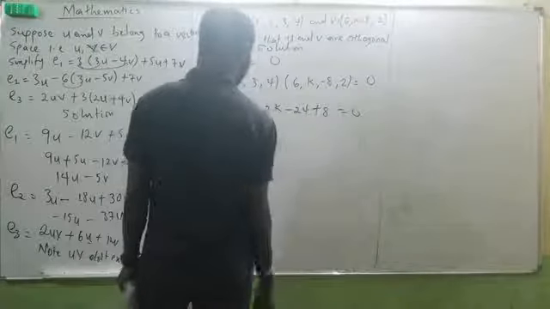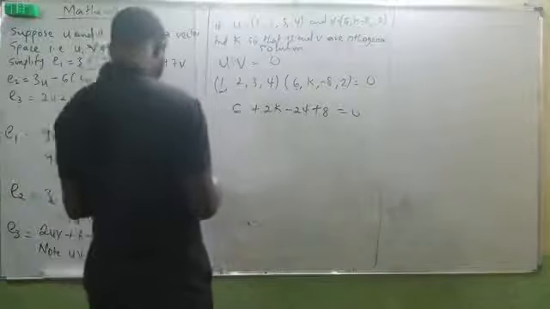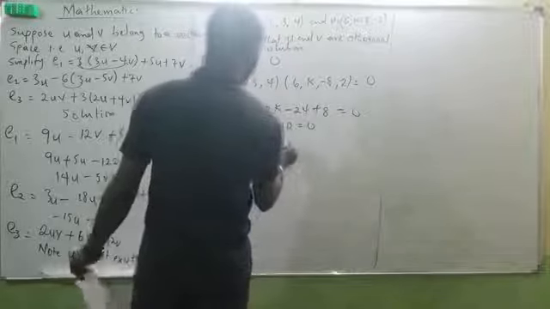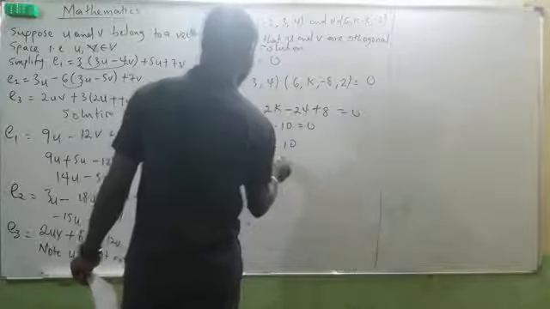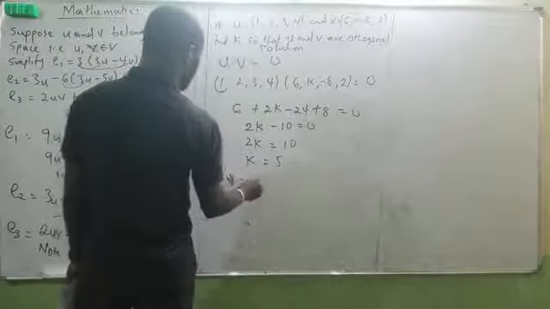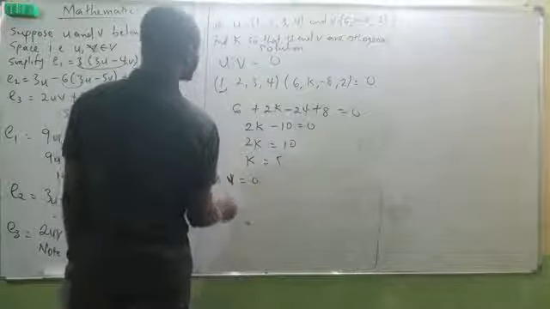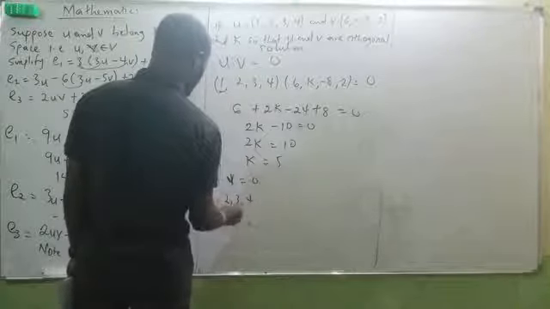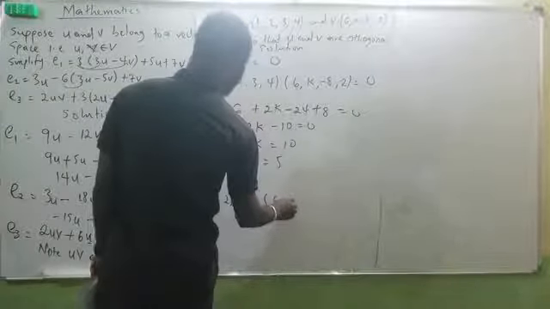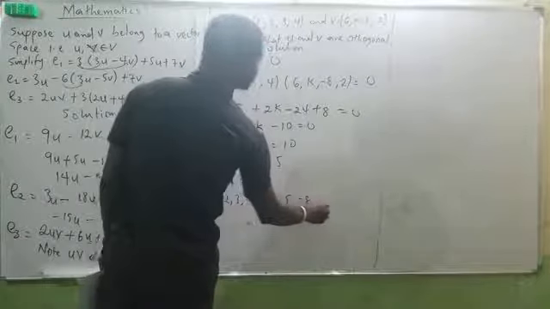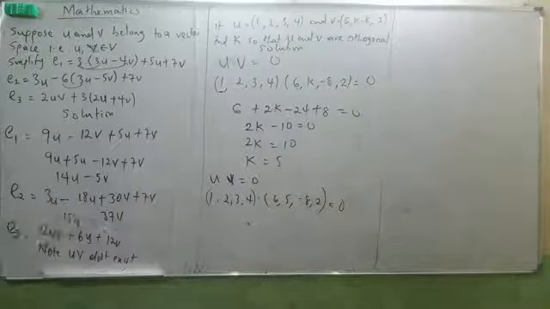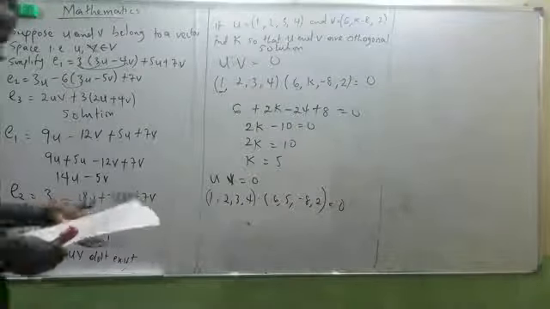This will give me 2k minus 10 equals to 0. 2k equals to 10. My k will be equals to 5. It means for k to be orthogonal, u dot v will be equals to 0, which I have 1, 2, 3, 4 dot 6, 5, minus 8. When you do the dot of these two, it is surely equals to 0. That is what we are trying to say. I think I've covered everything now.